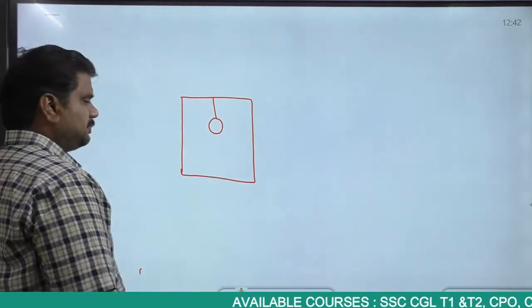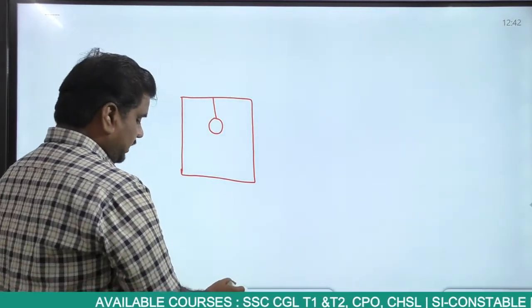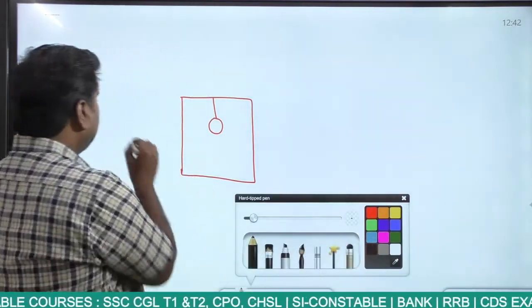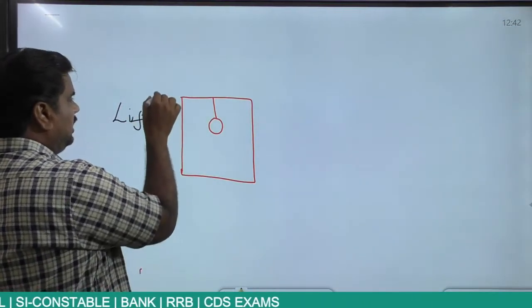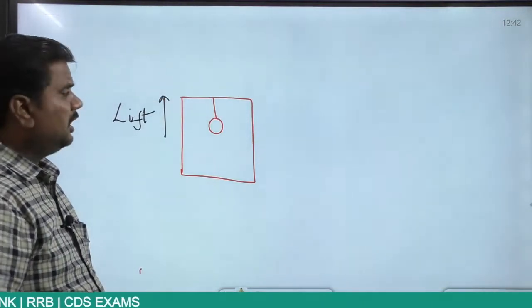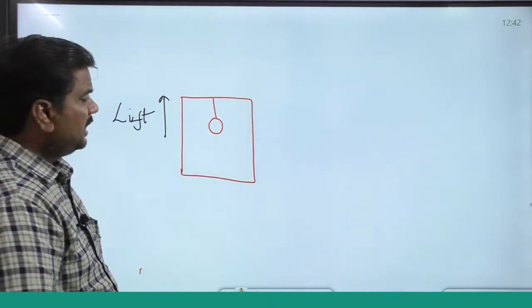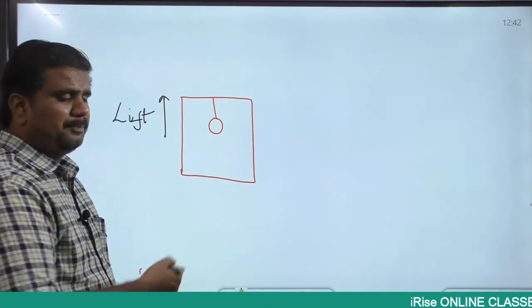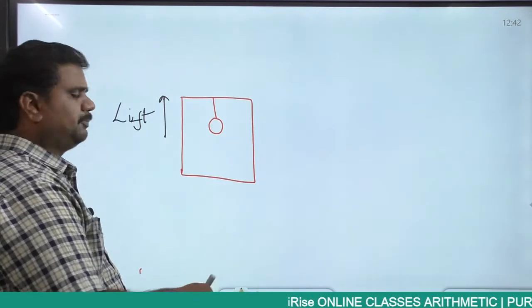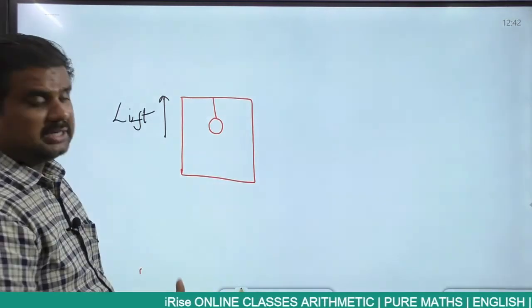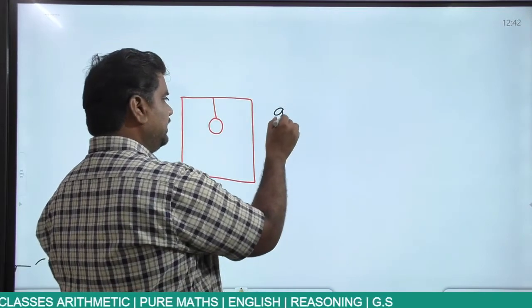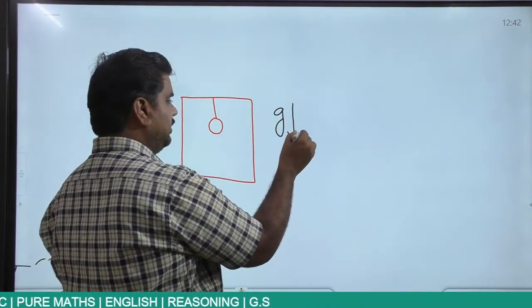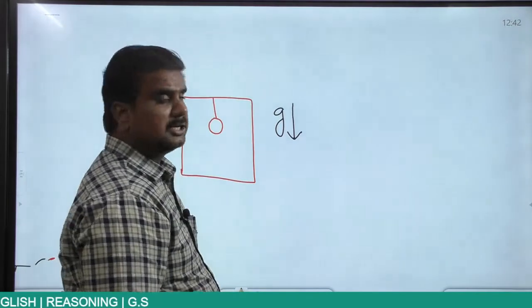A simple pendulum which is placed in a lift. Suppose the lift is moving upwards, then what happens to the time period? If a simple pendulum is placed in a lift moving upwards, what happens to the time period? Right? When the lift is moving upwards, since it is moving against gravity, the value of g will decrease.